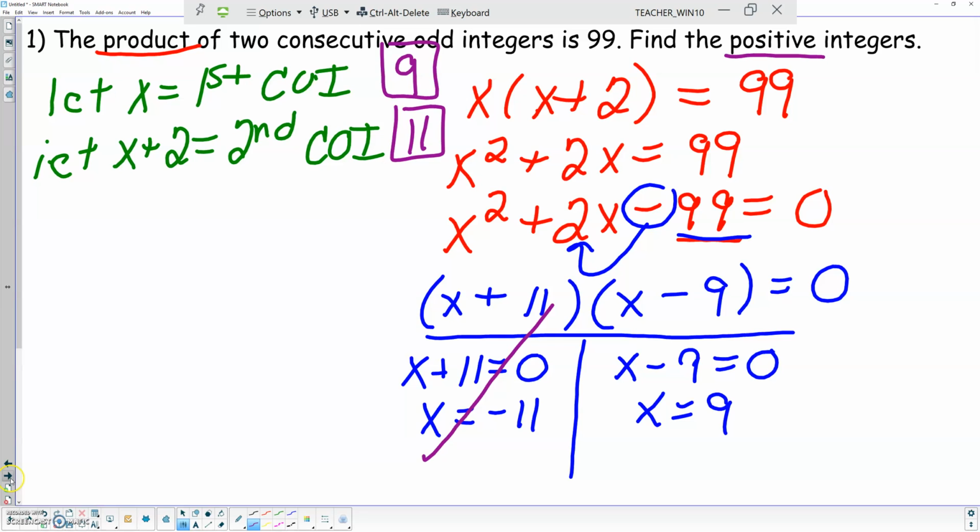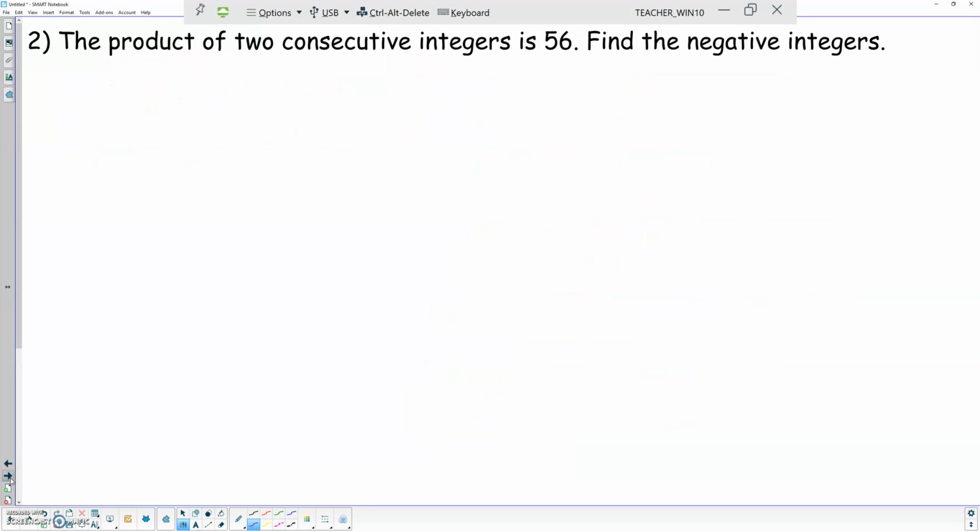All right, let's try another one. So this one says the product of two consecutive integers is 56. So again, we're talking about two consecutive integers. So we're going to need two let statements.